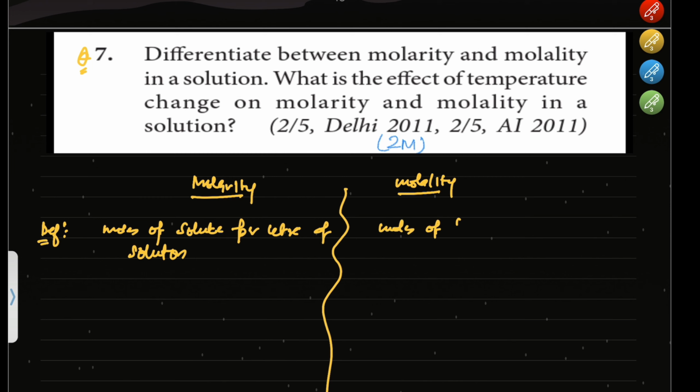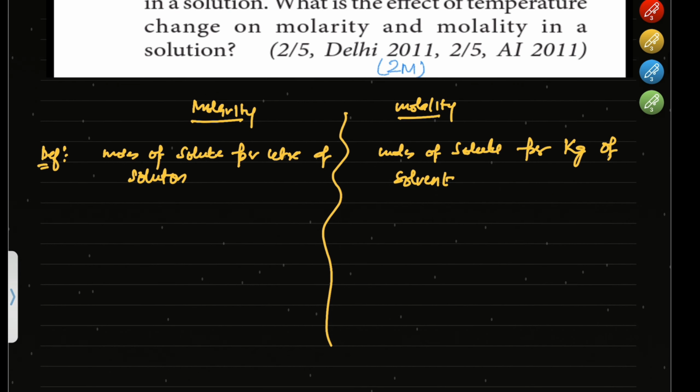Molality: the moles of solute per kg of solvent. Molarity is represented by capital M, and molality is represented by small m.